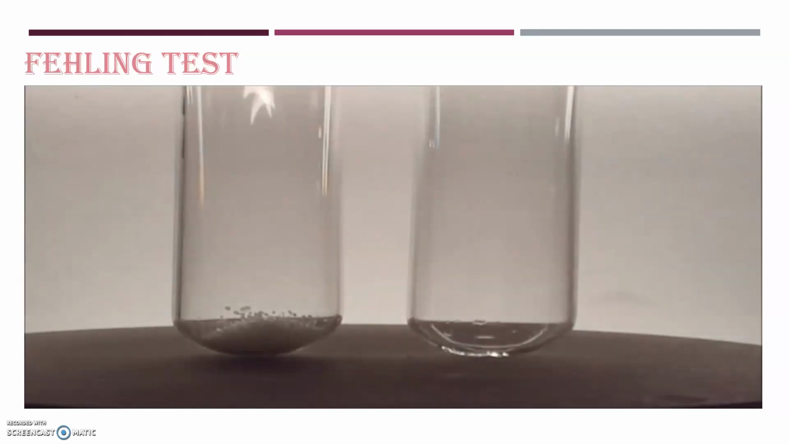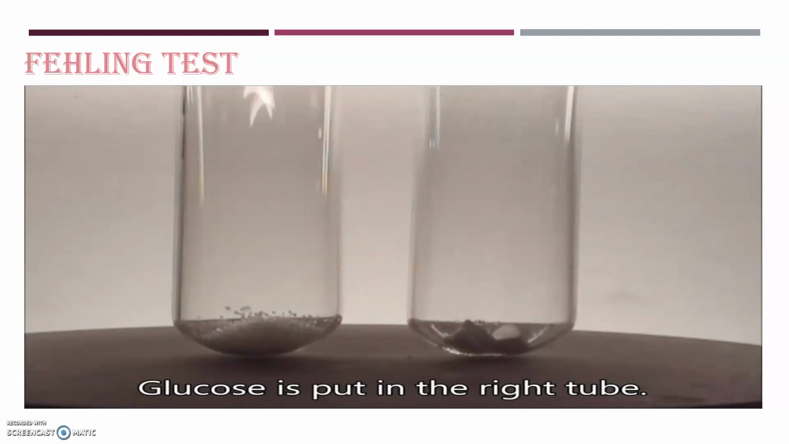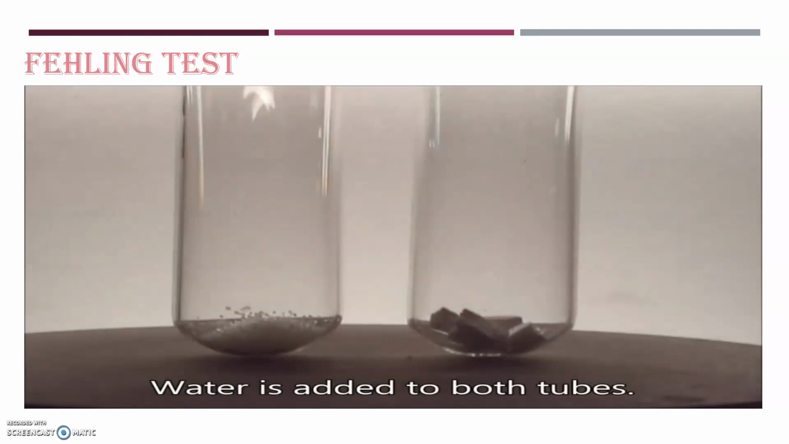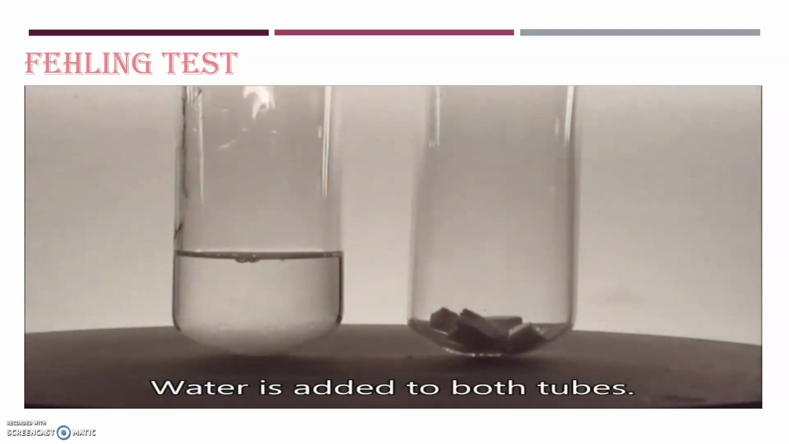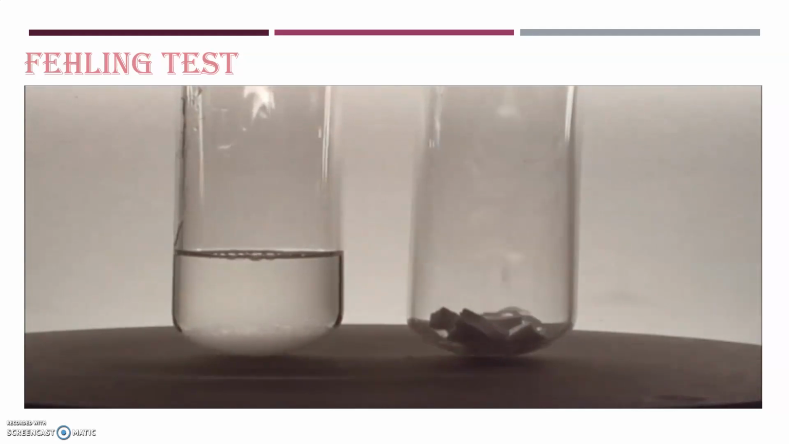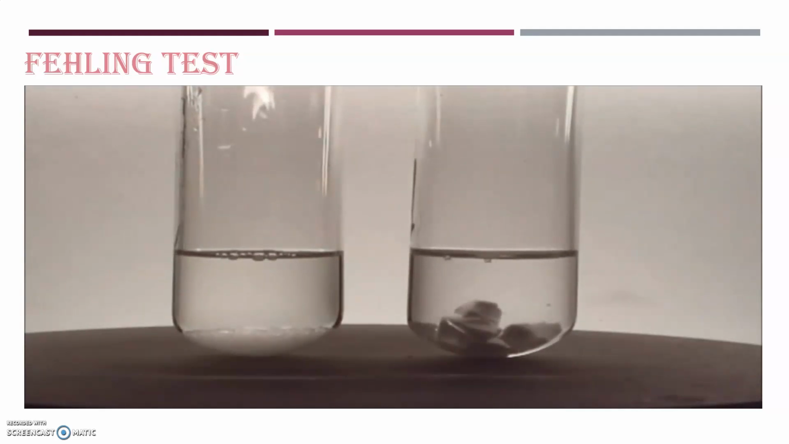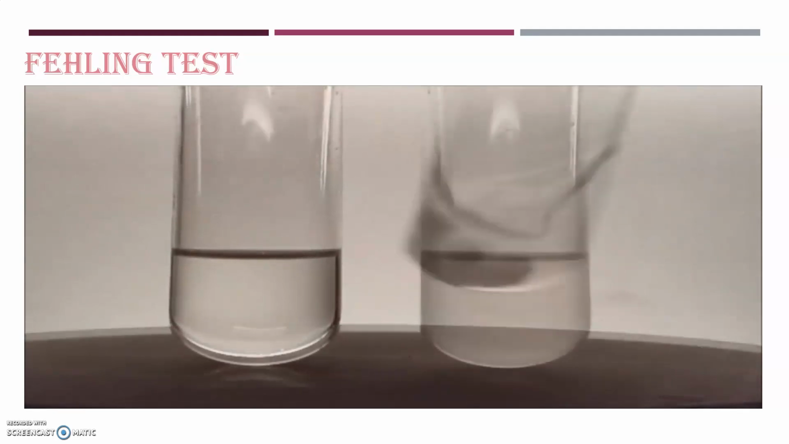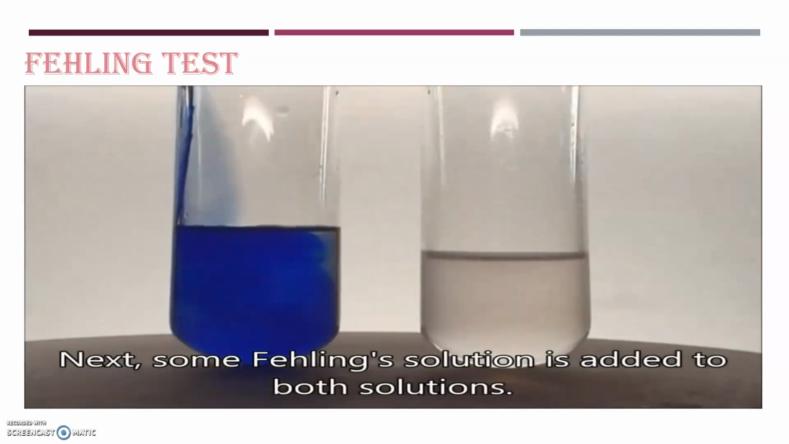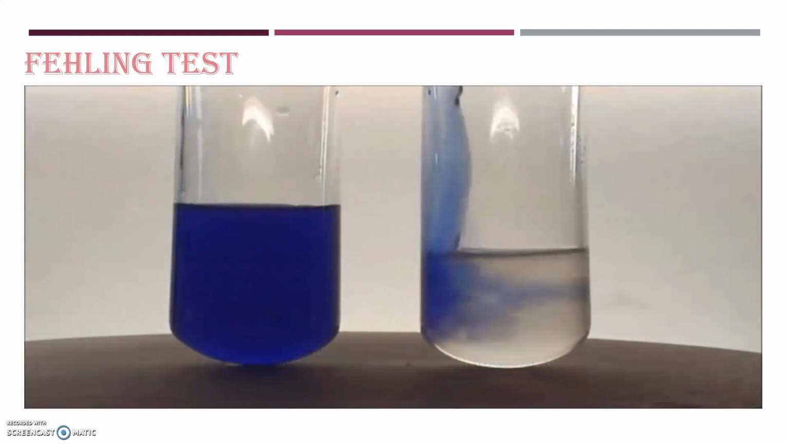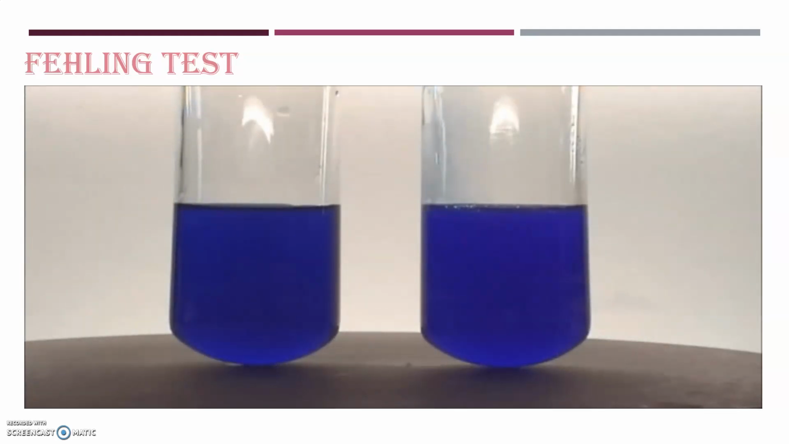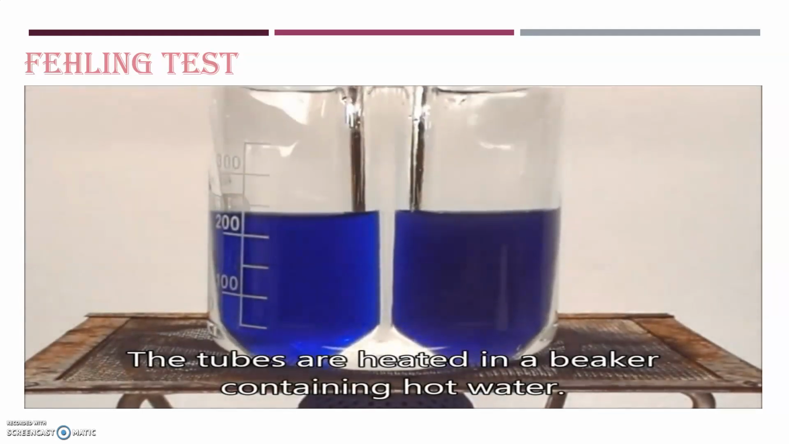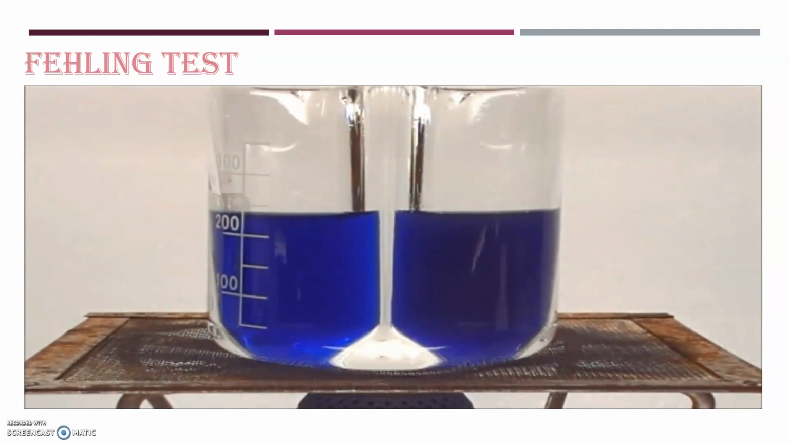The left tube has some sugar, and the right tube has glucose, which has an aldehyde in it. Again, you have to add water to both of them, and as you can see, it has to be an equal amount. These are constant variables. You have to make sure that they are both equal amounts and shaken. Then add the Fehling solution to both of them. We said they have to be warm, right? So you put them in a beaker that contains hot water.